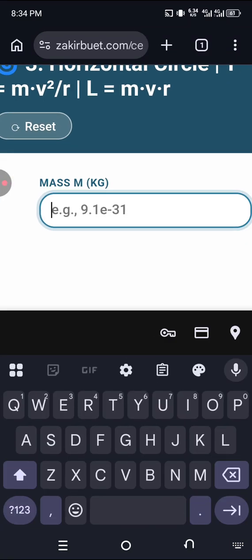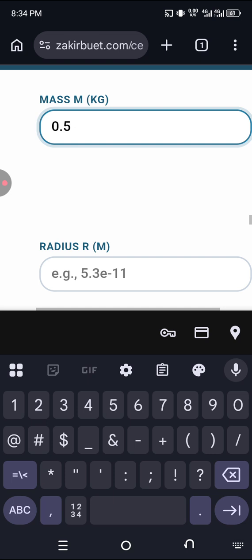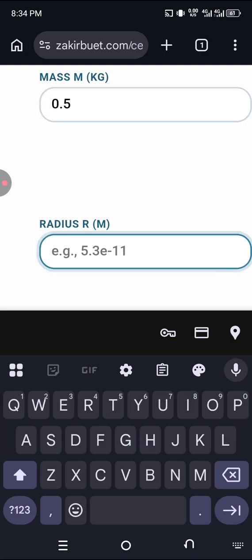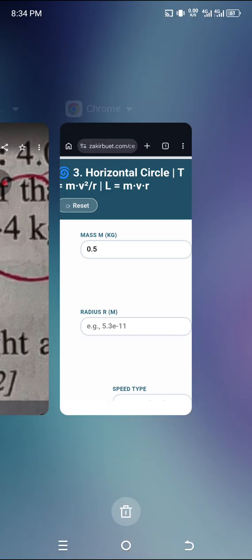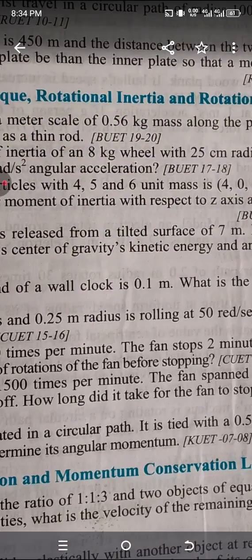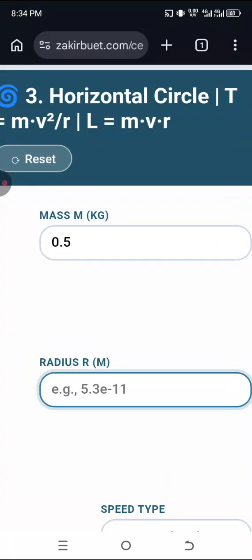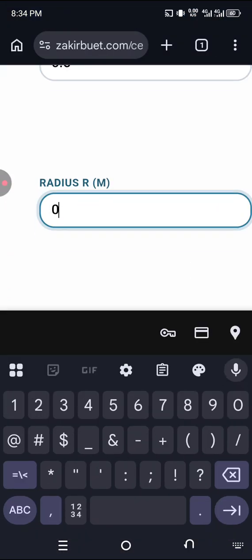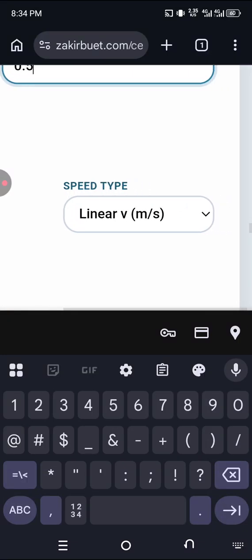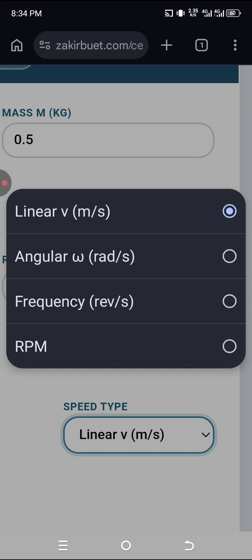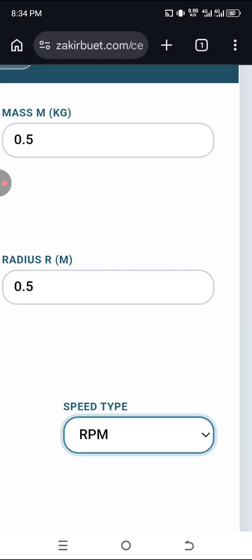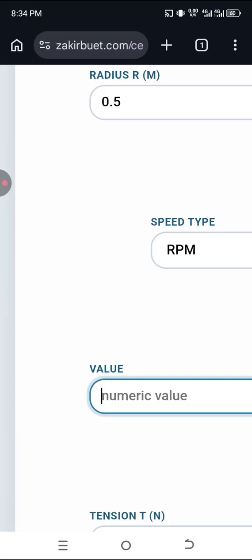Mass is 0.5, and radius is, I have forgotten the radius. What was it? Oh, 0.5 again. And omega. So there are four types of speed: linear speed, angular speed, which is omega radian per second, frequency revolution per second, and rpm revolutions per minute. We shall select rpm, and the value is 40.